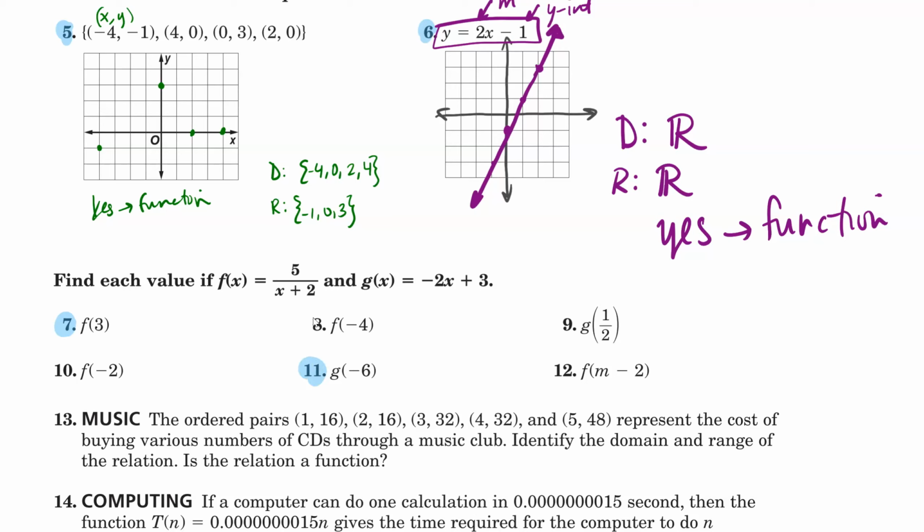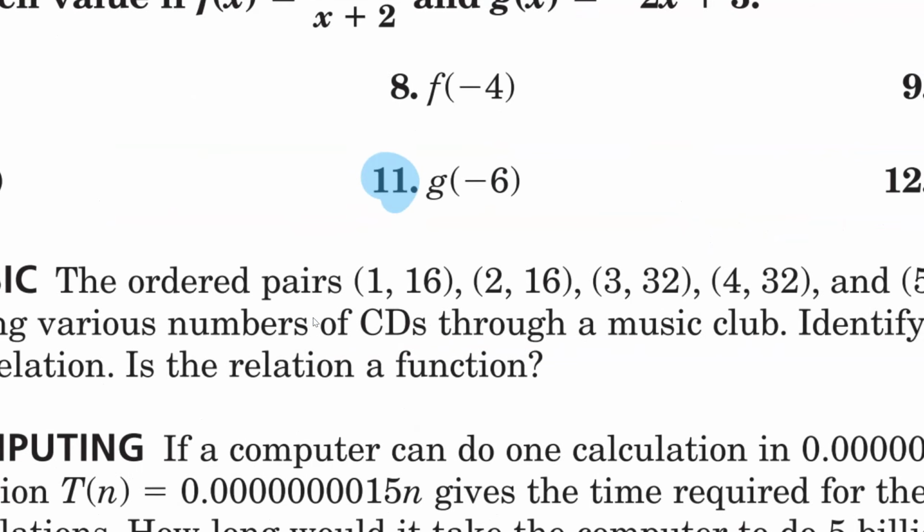So I want to give you guys a little bit of time. Try number 7 and number 11. So when I walk around, I should see you trying number 7 and number 11. Active participation. Can we just plug it in for x? Exactly. That's all you do. You just plug it in for x.